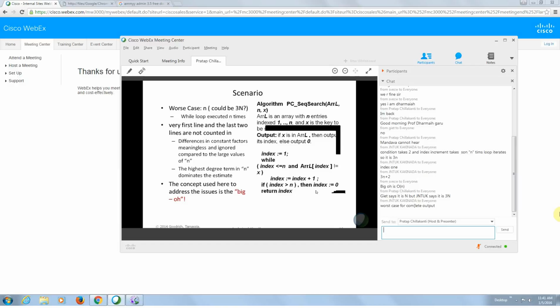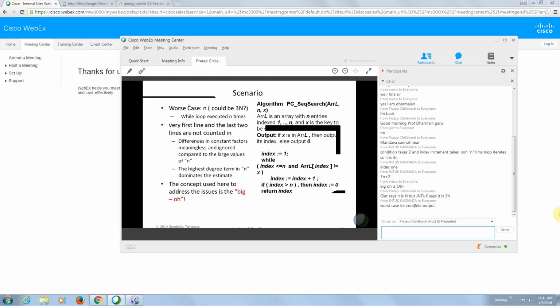Index equal to 1, it's a constant, okay? So we ignore them when compared to large values of n. And then we usually are left with the highest degree term in n. The reason is that is what dominates the total amount of time. Okay, so this is the concept.